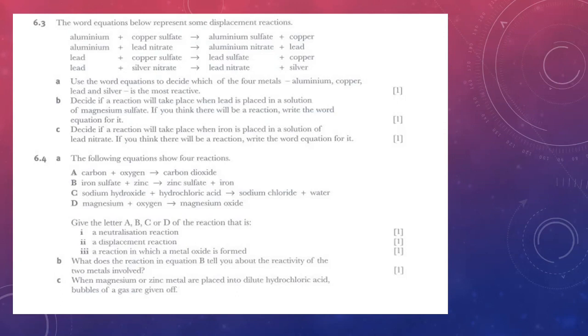Remember that? Okay. And the fourth equation is magnesium plus oxygen gives magnesium oxide. Give the letters A, B, C, or D of the reaction that is. First question, neutralization reaction. Which one? C. Great. Number 2, displacement reaction.